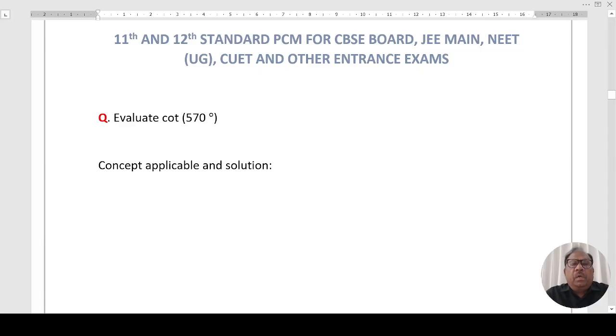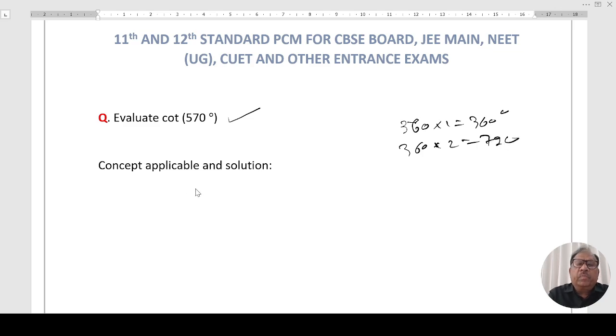Question is, evaluate cot 570 degree. 570 is 360 into 1, 360 degree. 360 into 2, 720 degree. Right? So this can be written as cot of 360 degree plus balance will be 210 degree. This is equal to 360 degree plus theta.